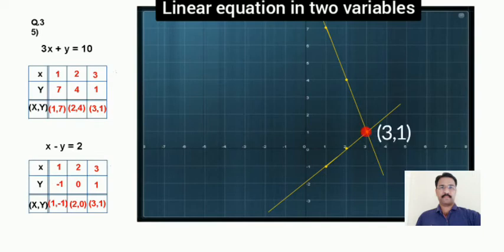Okay, like this we have to draw the graphs, and by using the graphical method also we have to find the solution of the given simultaneous equations.